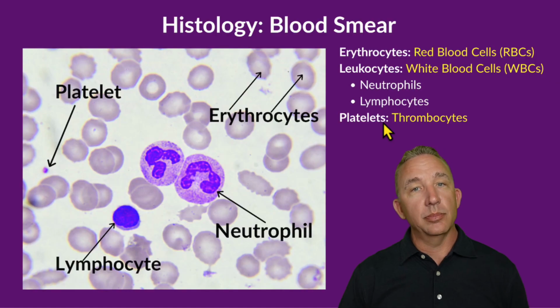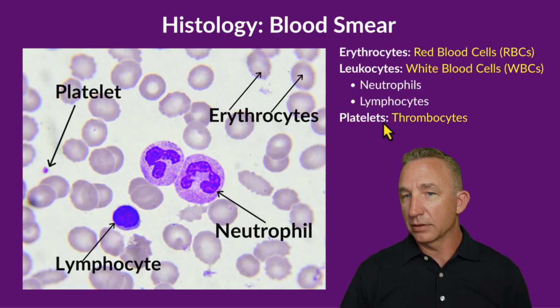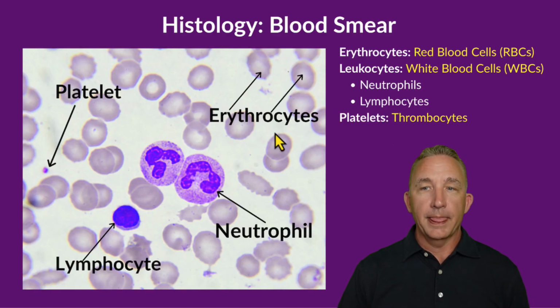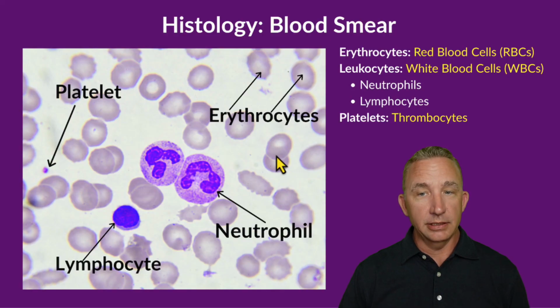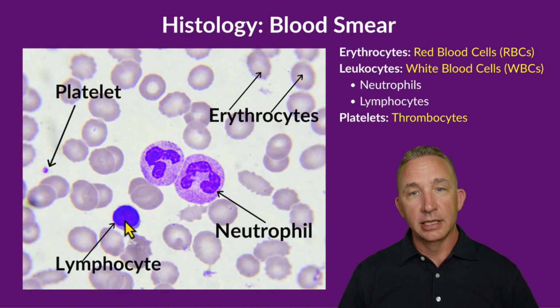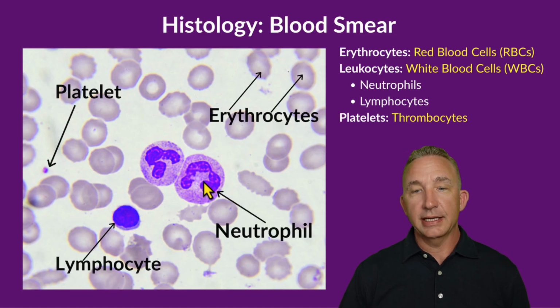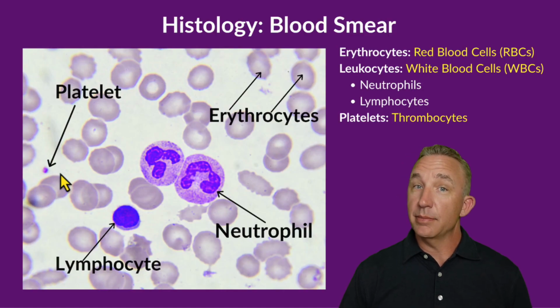So when I look at a blood slide, you may also see monocytes, but in this picture here, I can see all my erythrocytes, a couple neutrophils, a lymphocyte, a dark dot. When you look at a blood slide, you tend to see these the most. And then a platelet, little fragments of the cell. This is a blood smear.